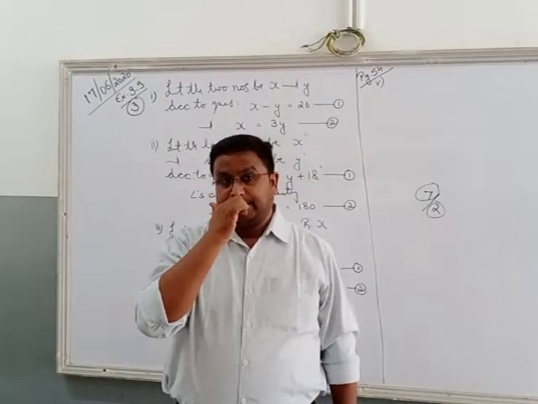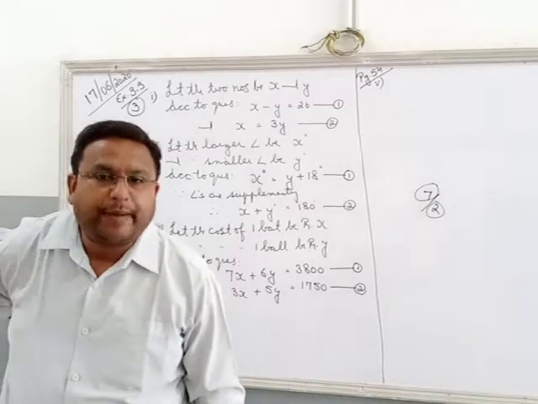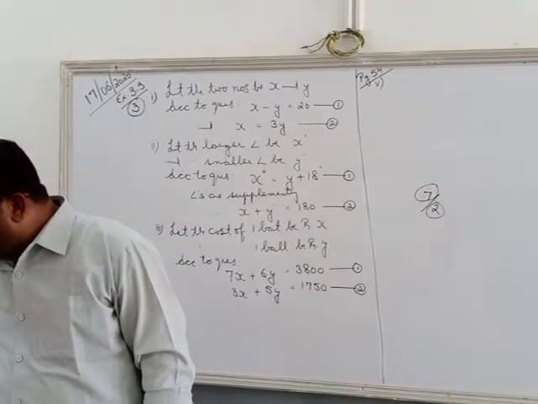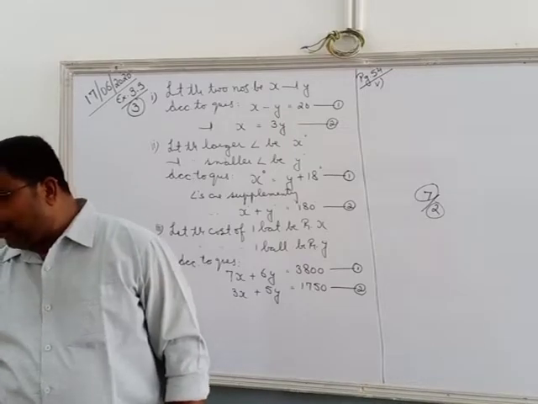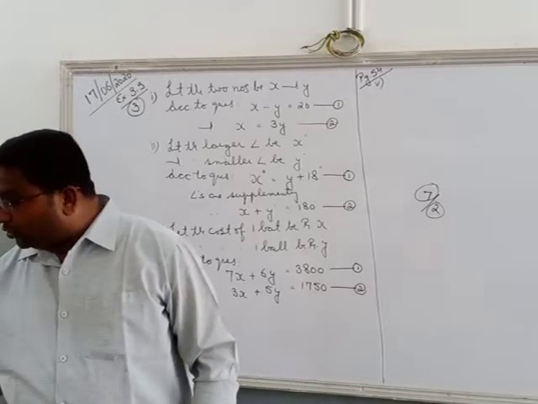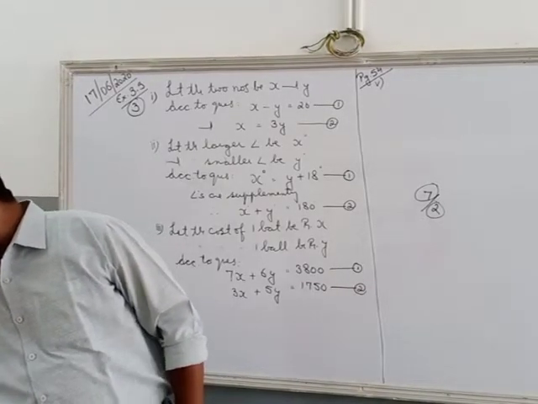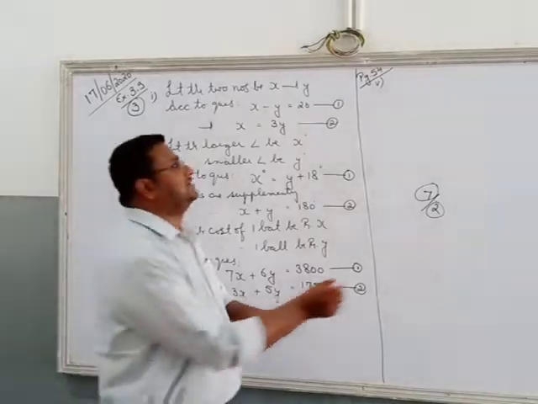What does it say? Read it. A fraction becomes 9 by 11 if 2 is added to both numerator and denominator, and if 3 is added to both numerator and denominator, it becomes 5 by 6. Find the fraction he is talking about.